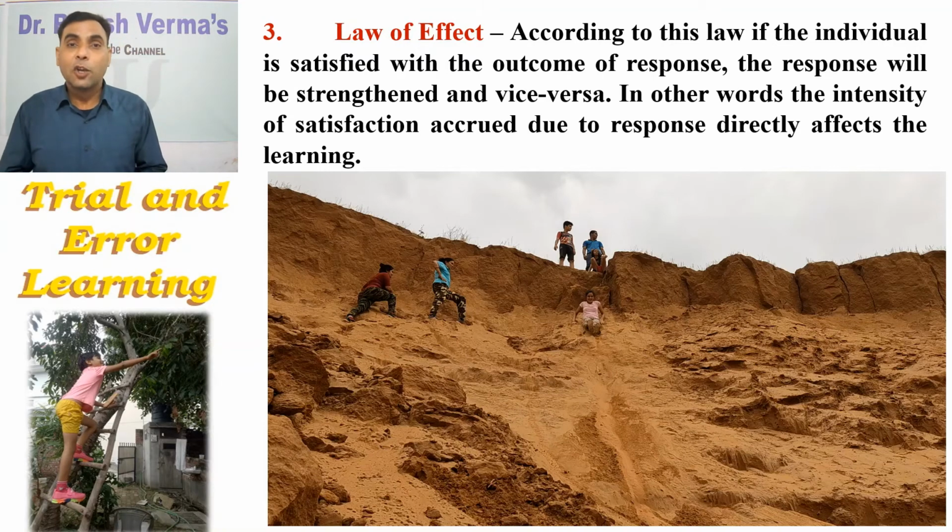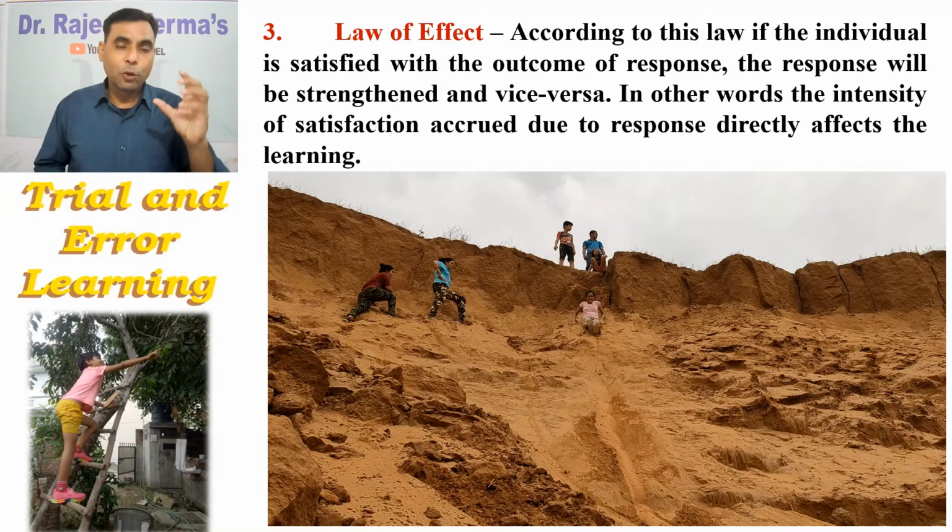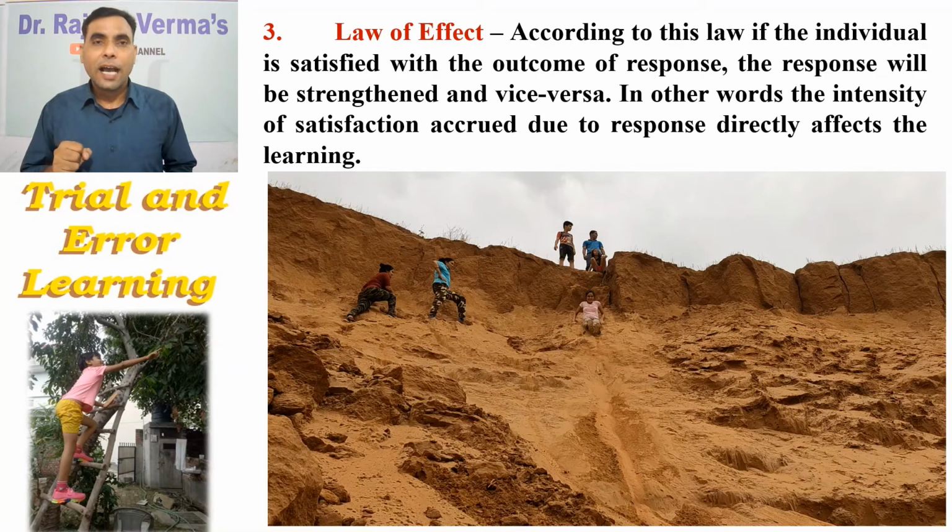If instead of fish, you had placed a box there with the fish inside the box, and the moment the cat touches the box to catch the fish, you give a shock to her, in that case that outcome was not satisfying, and certainly trial and error learning may not occur in the cat. So that is the important one. Effect means how the outcome influences your next or subsequent behavior. If you are satisfied with the outcome, certainly you are going to learn, and vice versa is true. In other words, the intensity of satisfaction accrued due to the response directly affects the learning.